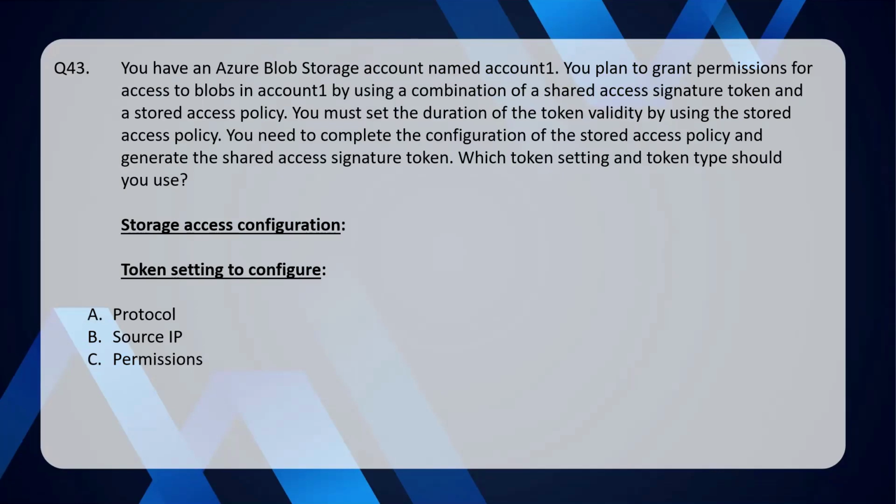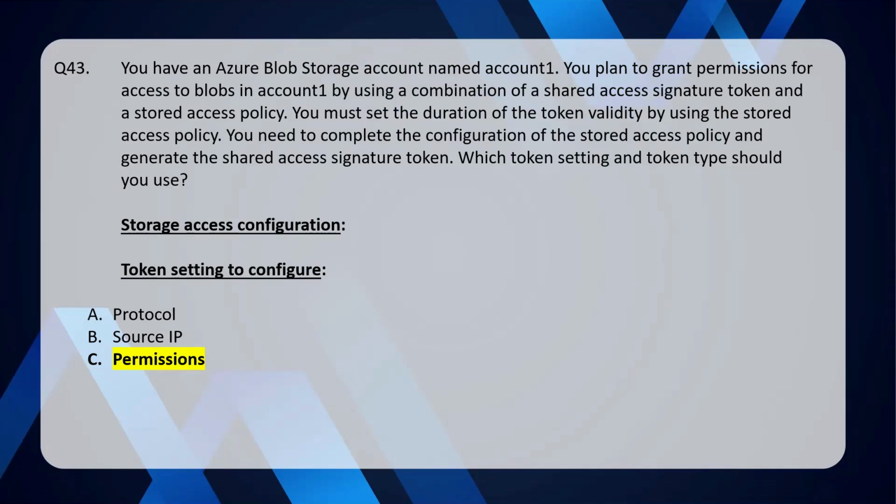The question is talking about storage access configuration. And the first part is token setting to configure. Your options are protocol, source IP, and permissions. Now friends, a stored access policy in Azure Storage is defined at the container level and allows you to set start and expiry times of tokens, set permissions like read, write, delete, list, etc., and associate one or more SAS tokens to it.